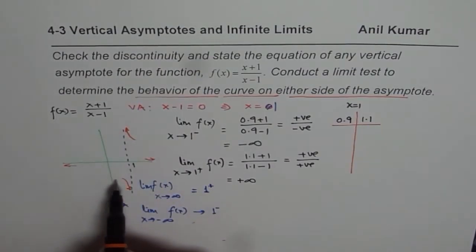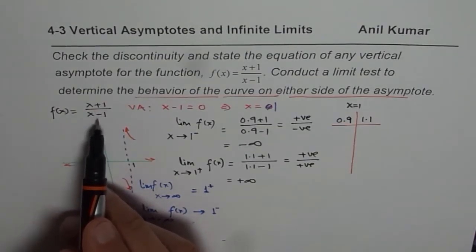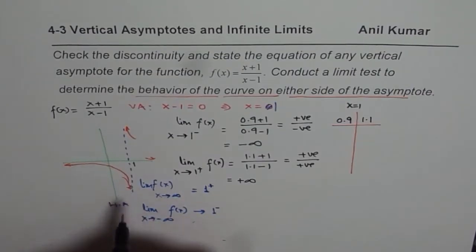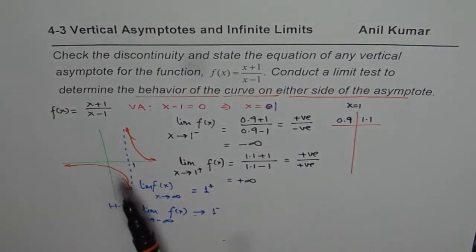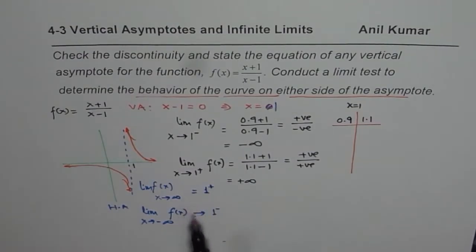You can always complete the graph by finding the y-intercept, which in this case will be 1 divided by minus 1, or minus 1. So the graph will look something like this, right? So you could sketch a graph like this. Anyway, the main purpose of this video was to understand behavior near the vertical asymptote. I hope that is clear. We'll further discuss horizontal asymptotes and the end behavior in further detail in coming videos. I hope that gives you a good idea. Thank you and all the best.